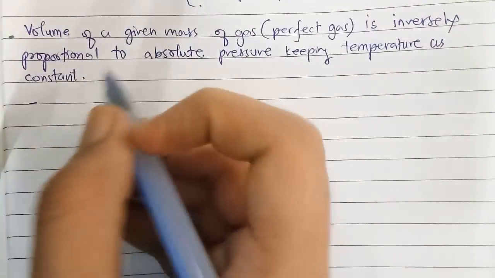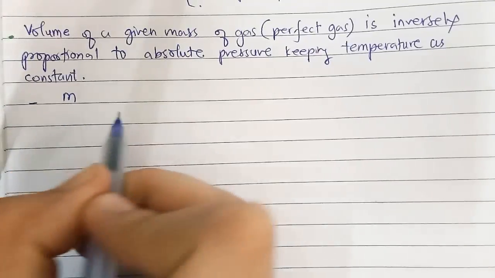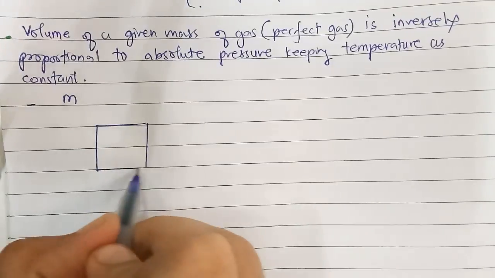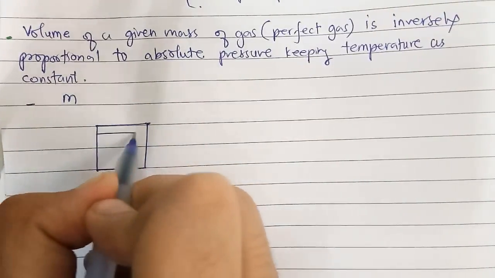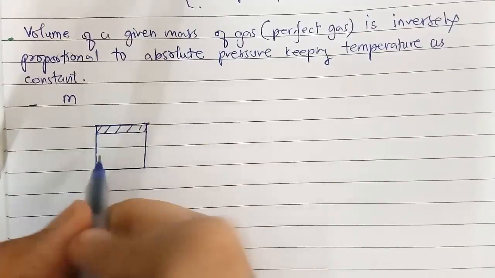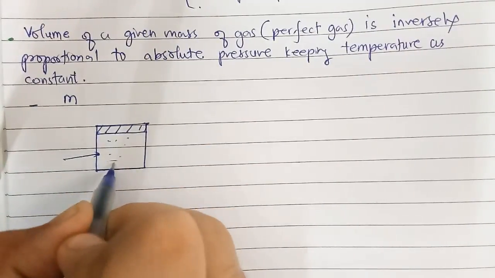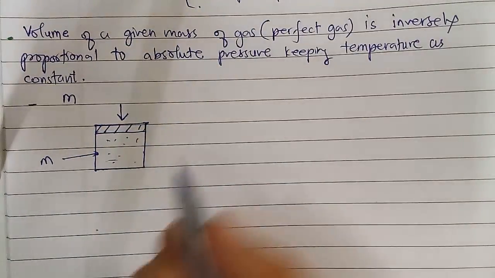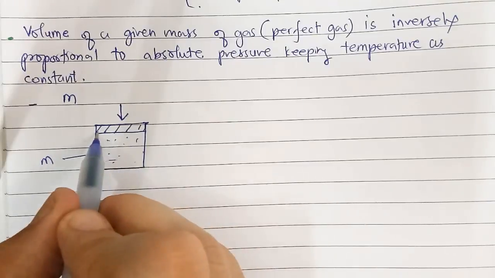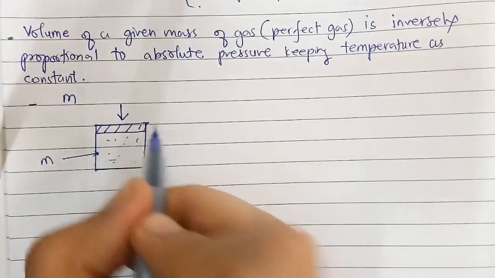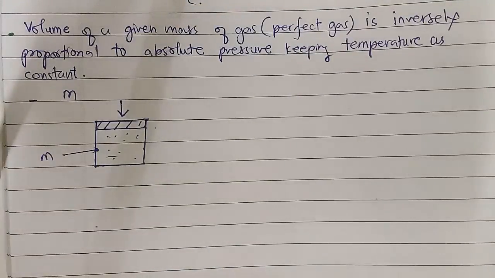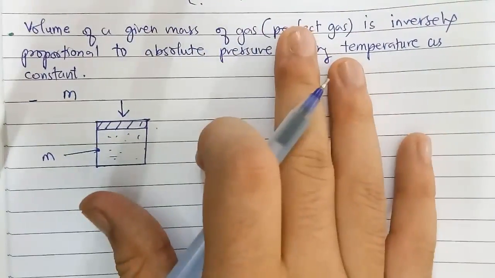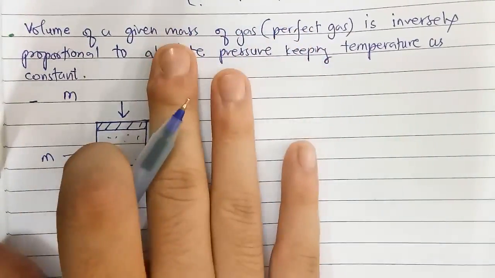If I explain further, just imagine there is a mass of gas. Okay, it is enclosed in a piston vessel. Okay, this one is the piston, and there is gas of mass m. If you apply pressure from here and try to compress this vessel, its volume will decrease for sure. That's just a logical thing, but Mr. Boyle has converted these logical things into a statement, which we call Boyle's law.